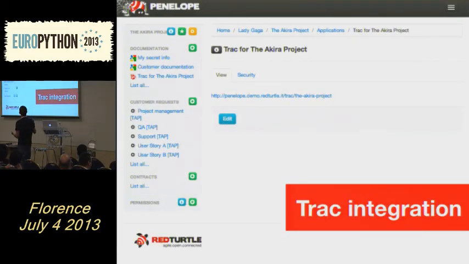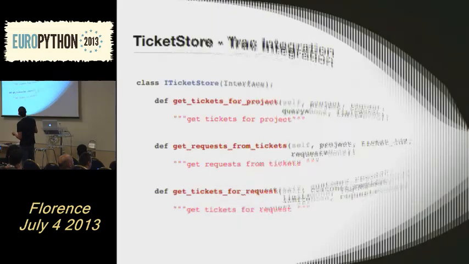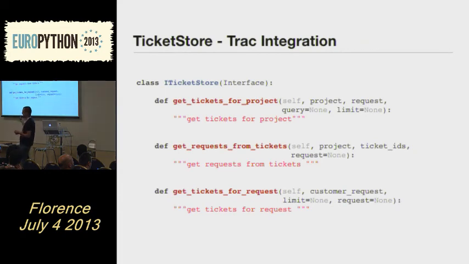Then there's Track. You already saw Track. It is also integrated directly in Penelope, so the interfaces are working together. It is working on the same WSGI pipeline with Pyramid pretty well. What we have been trying to do, and probably this will be very heavily refactored in a few weeks and even months, is the ticket store.